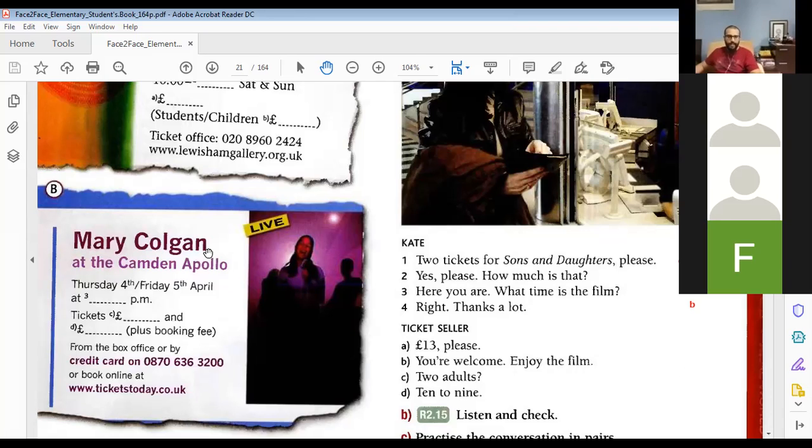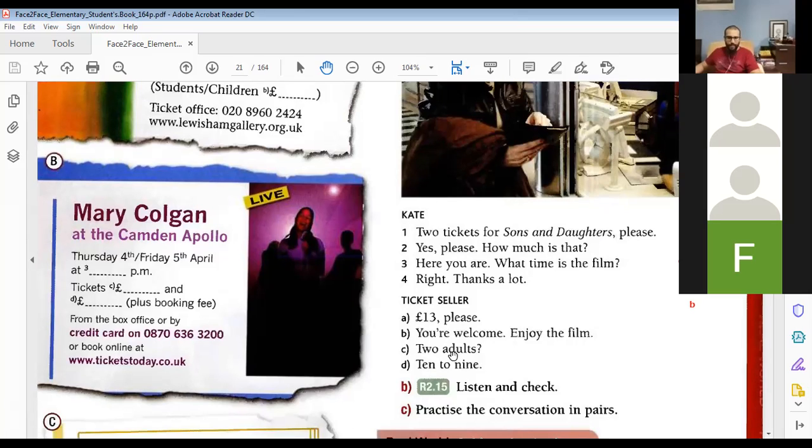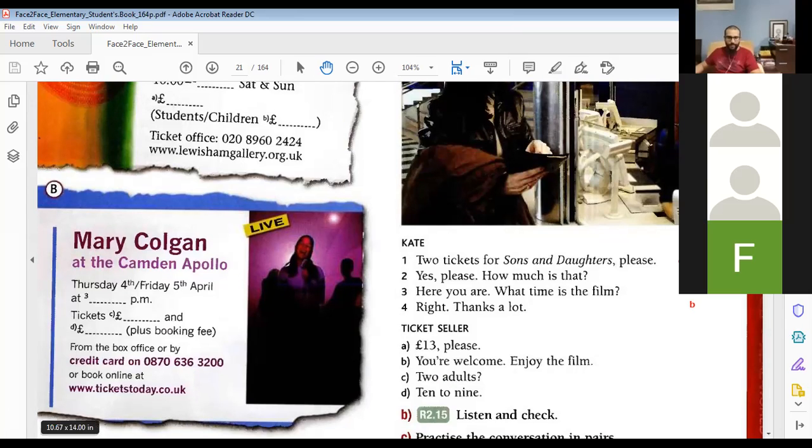Okay, good. Let's see Fatima and Numidya, okay? So Fatima, you can be Kate, Numidya can be the ticket seller. 2 tickets for son and daughter, please. 2 adults? Yeah, please. How much is that? 13 pounds, please. Here you are. What time is that film? 10 to 9. Right. Thanks a lot. You're welcome. Enjoy the film. Nice, very nice. Okay.